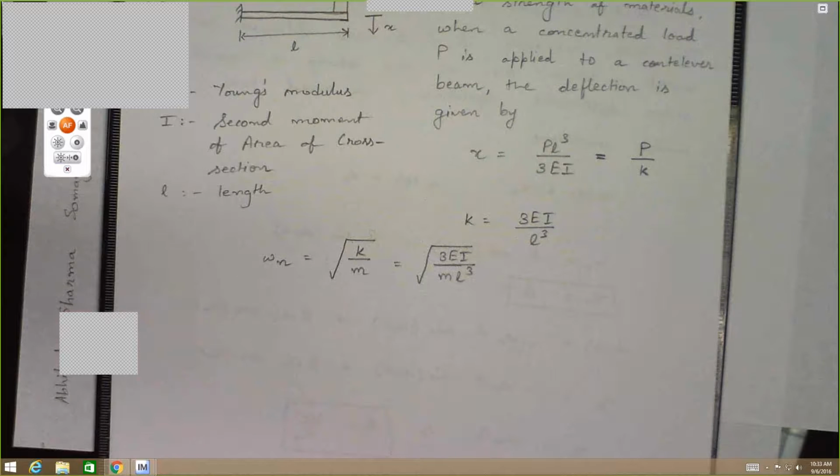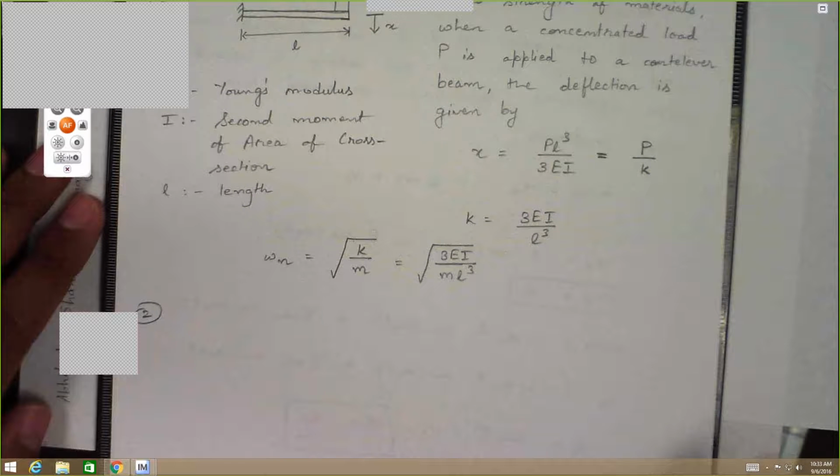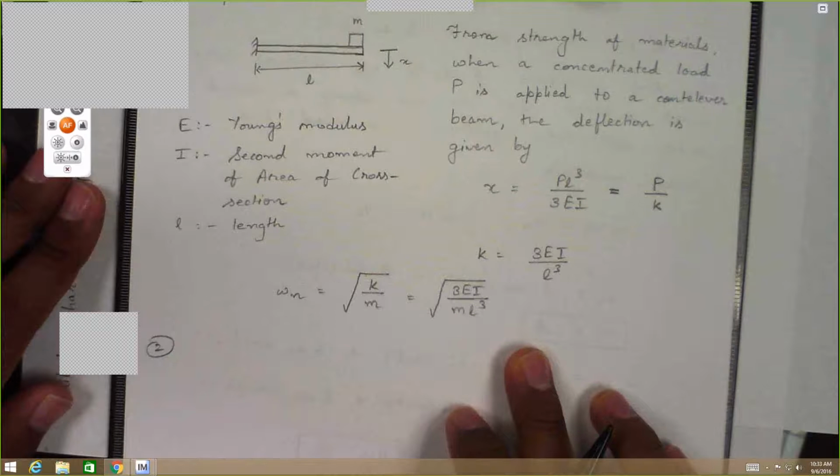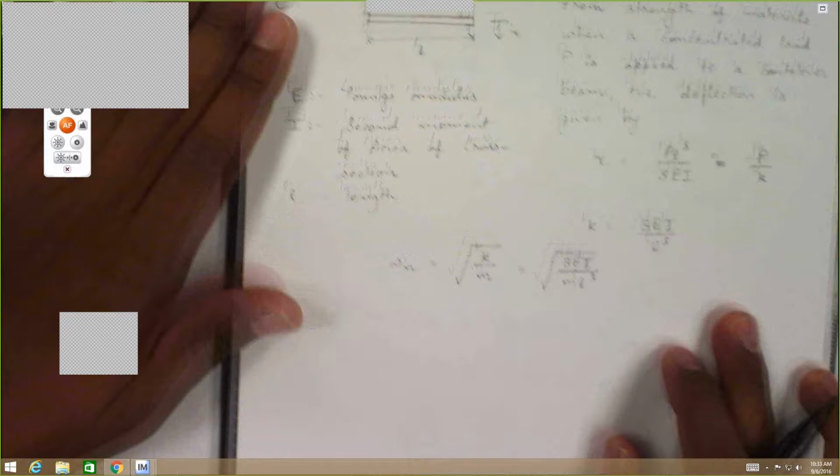Now let's take a little more complicated example, and then hopefully, I don't think I'll have more time to go further. Okay.